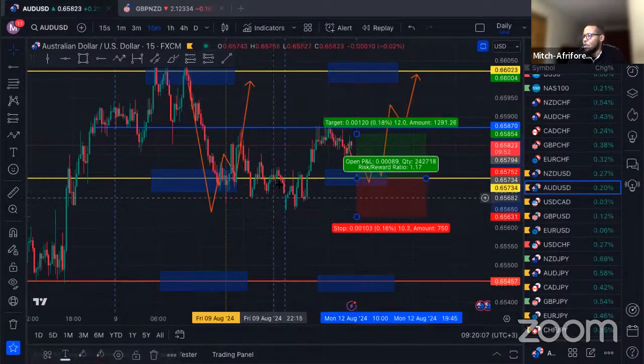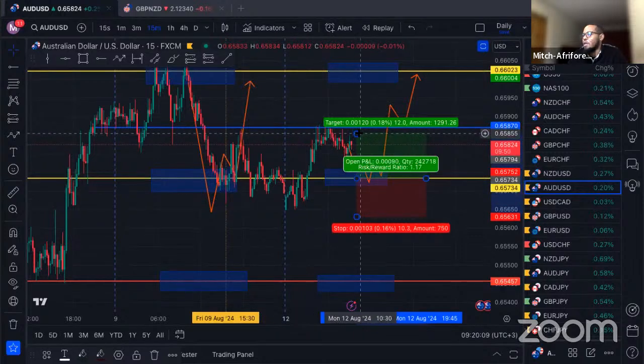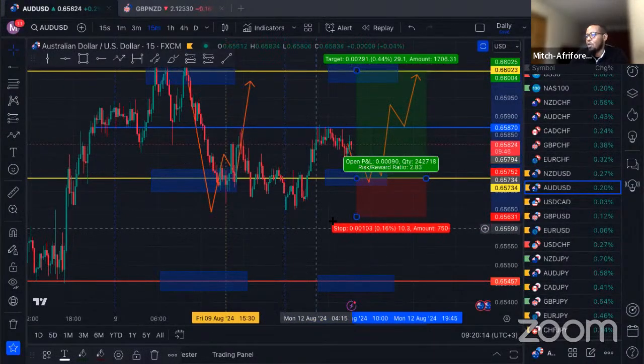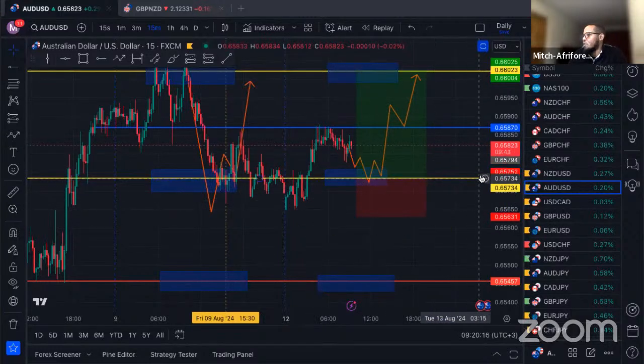You have a location of where you can put your stop loss. Ideally, even just targeting all the way till here, it does give you almost a 1:3 risk to reward. So very interested to see what ends up happening.